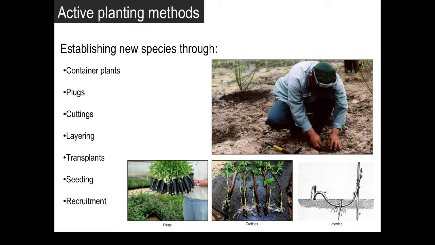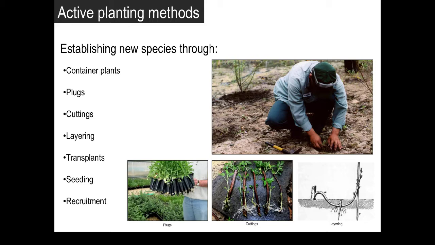So, in terms of active planting methods, we can establish new species at the site through planting container plants. And you see here a picture of container plants being planted at a site. Plugs, which would be smaller container plants, typically small elongated tubes, and more juvenile plants; through cuttings, particularly mule fat and willows. If you plant cuttings in the ground, roots will develop at the leaf nodes. Plants can be established that way.